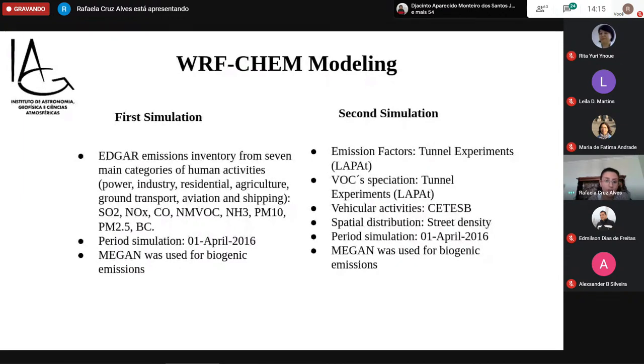Emission factors and volatile organic compound speciation were obtained by LAPAC. Vehicle activities were obtained by the CETESB report for the simulated year, with spatial distribution by street density. And for biogenic emissions, also the MEGAN inventory.